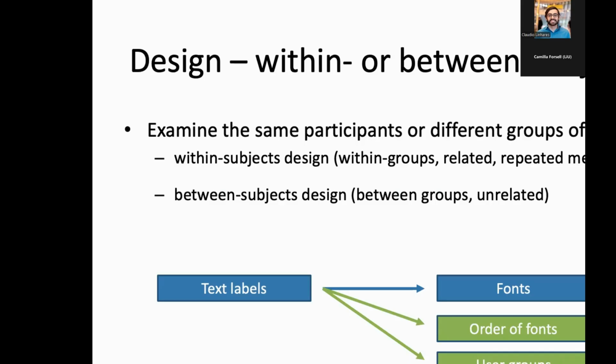But then we can also have between subjects design, which means that we have between subject variables. So all of the participants will look at the fonts that we present to them, but we might vary the order. And why would we vary the order of presentation of, for example, 2 different font types?